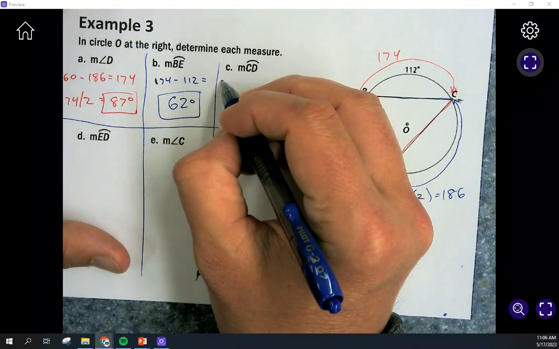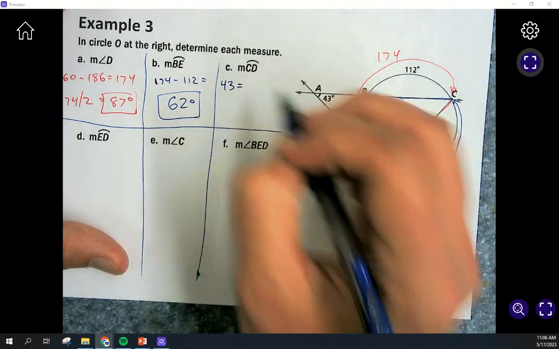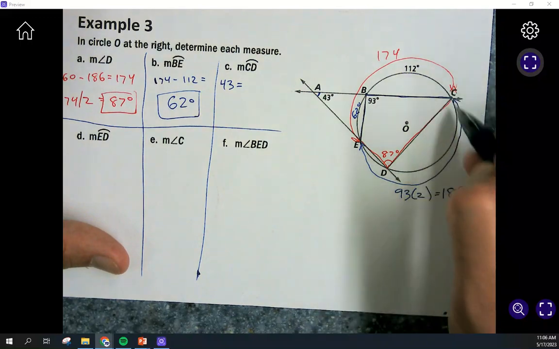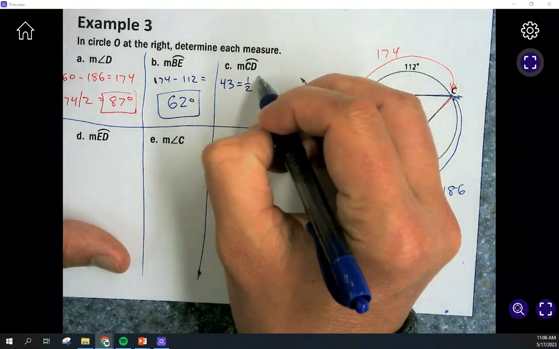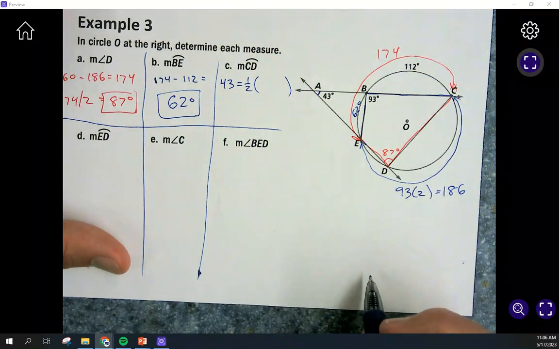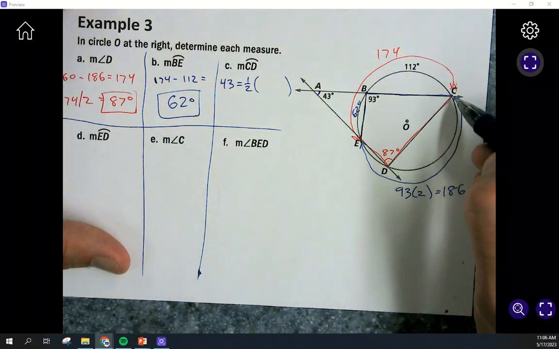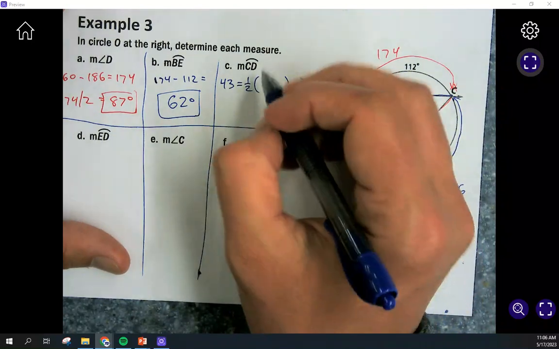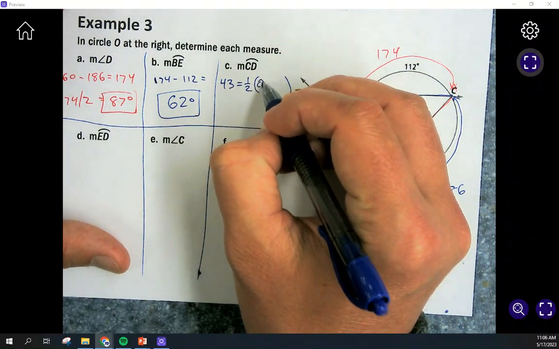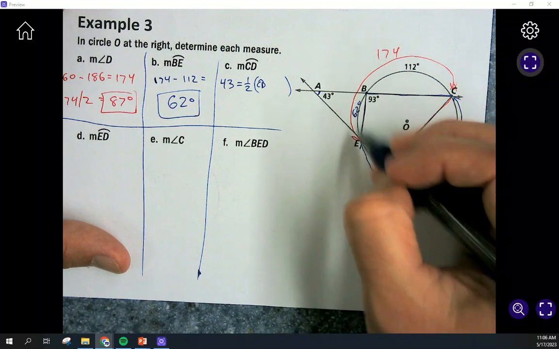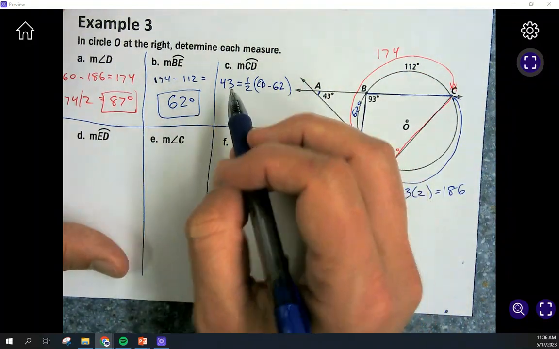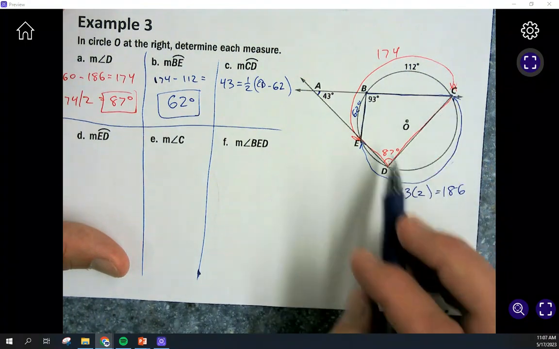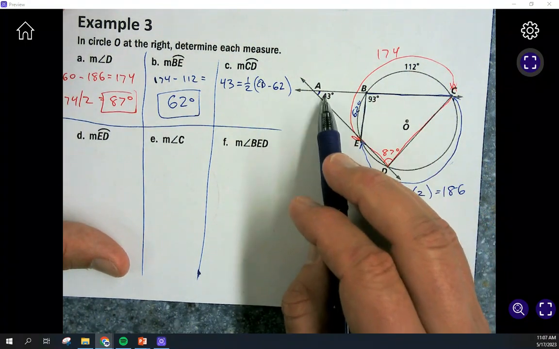So how do I write that out? 43 equals this arc minus this arc divided by 2. So 1/2, and then your arcs subtracted. Bigger one's got to go first. So the bigger one is what I'm missing. It's what I'm looking for. So we're going to call that CD. CD minus 62, take half, has to give me 43. This minus this, take half, gives me 43.